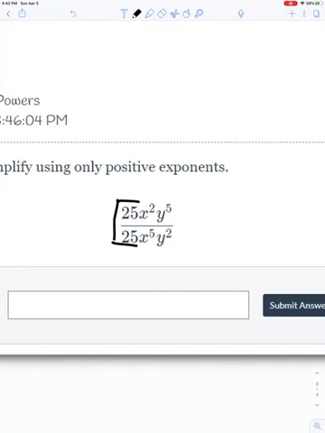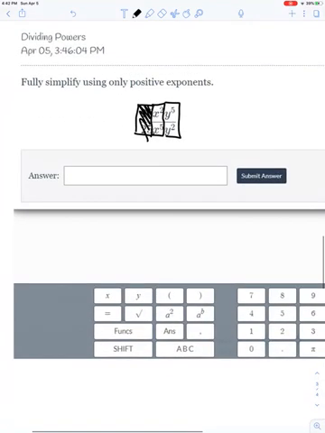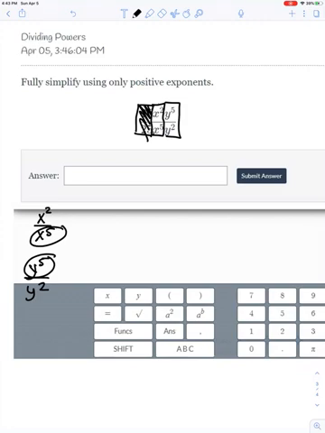I got my 25 divided by 25. Guys, what's 25 divided by 25? It's the exact same thing. It's gone. Okay, let's group my x's together and group my y's together. I've got x squared divided by x to the 5th, more in the denominator, and then y5 divided by y to the 2nd, more y's in the numerator.